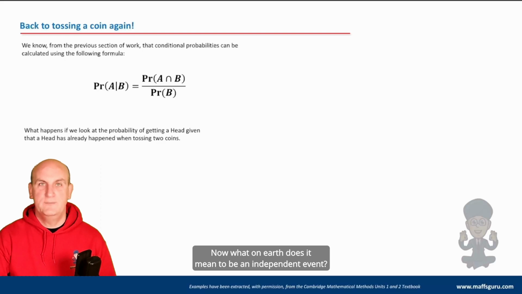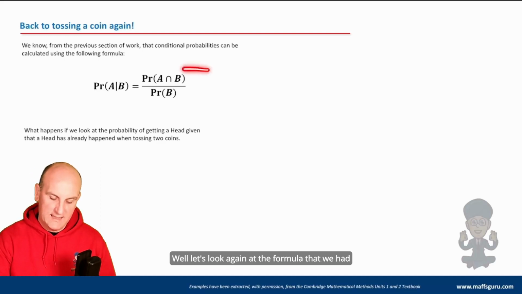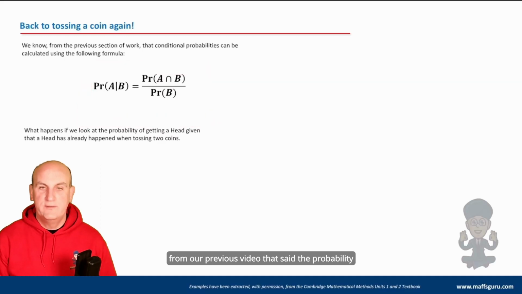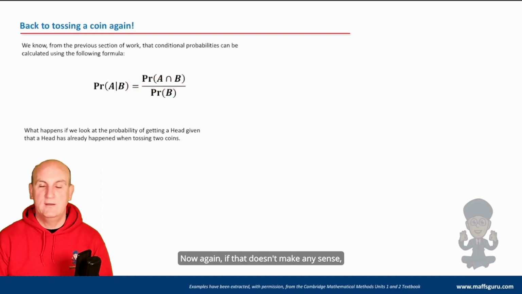Now, what on earth does it mean to be an independent event? Well, let's look again at the formula from our previous video that said the probability of A given that B is the probability of A and B divided by the probability of B. Again, if that doesn't make any sense, there is a video for you.